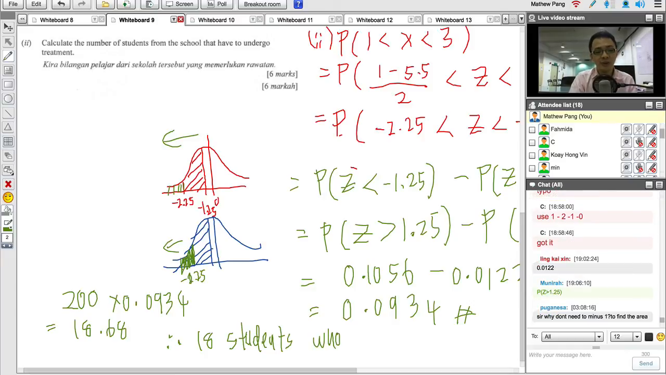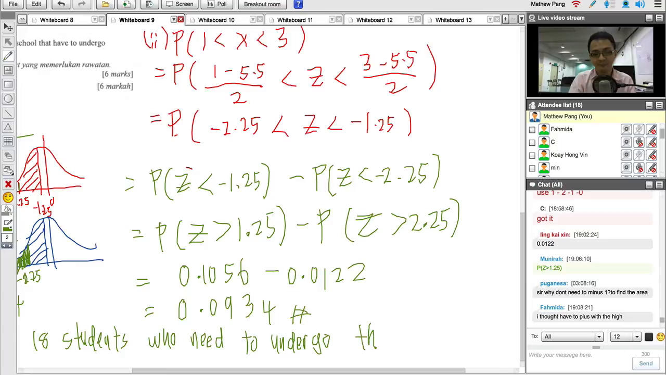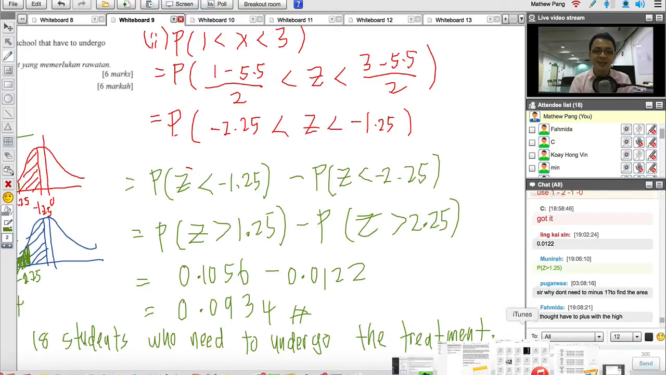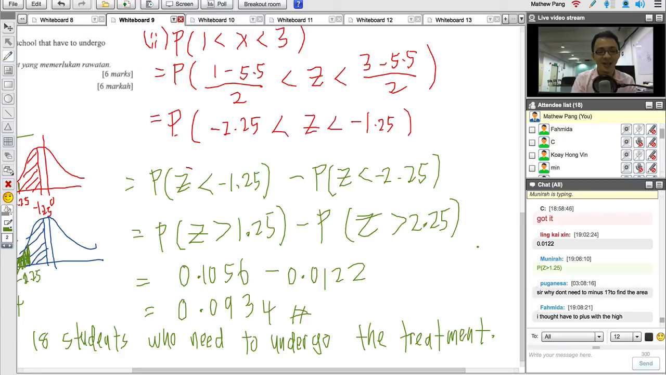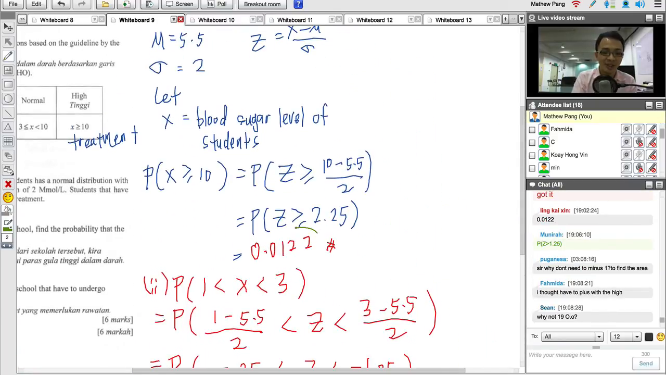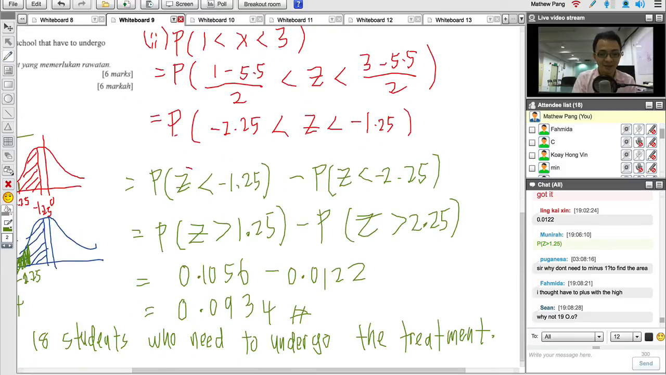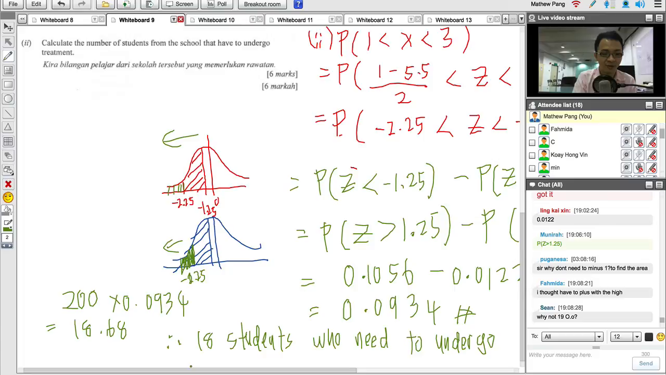Who need to undergo the treatment. You just write everything. It's not really hard, but you need to understand. I thought we have to add the height. Yes, we have to add the height. Thank you for that, I almost forgot. The high blood pressure is this one, right? So basically we have to add that one also, sorry.